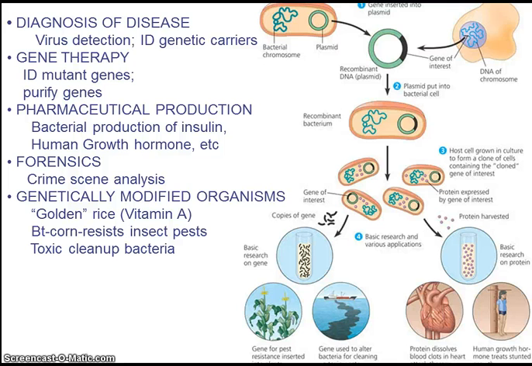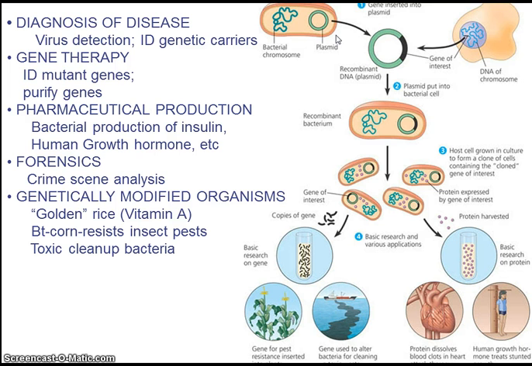Reasons why we're doing a lot of this are treating diseases, detecting viruses, gene therapy, being able to purify genes, pharmaceuticals, so we can actually produce insulin and human growth hormone, crime scene analysis, and genetically modified food. We can introduce vitamin A into rice, so it's better for you. We can make corn and different things resistant to bugs, and we can get bacteria to clean up toxic waste for us. And so we basically do this.